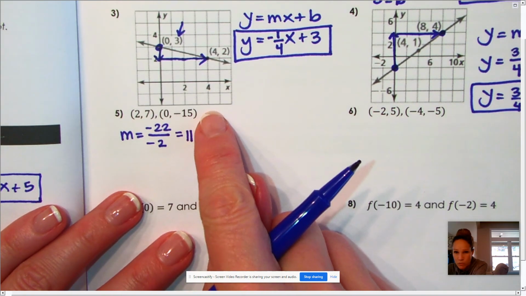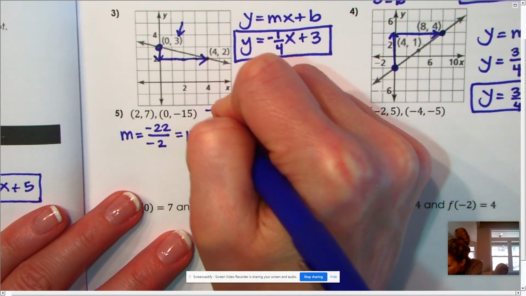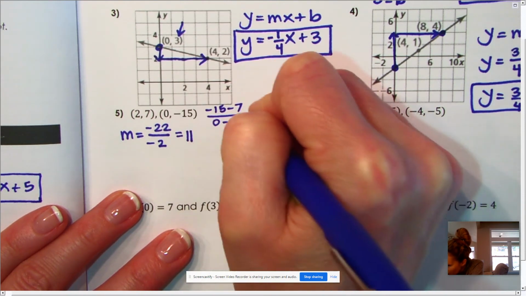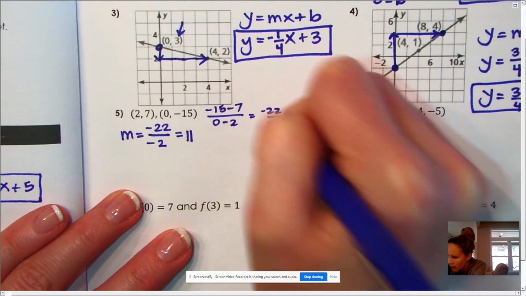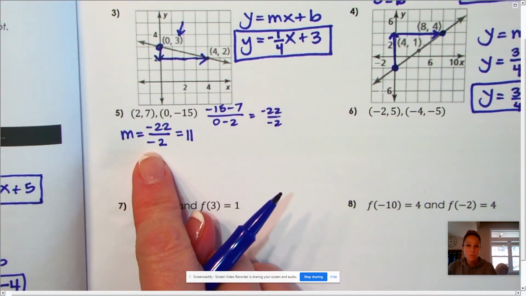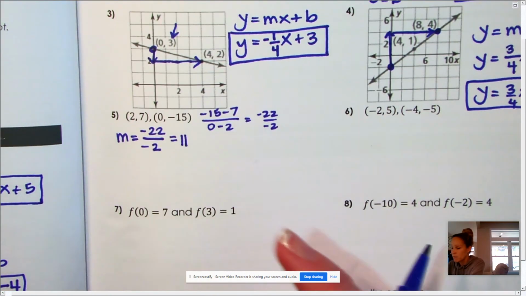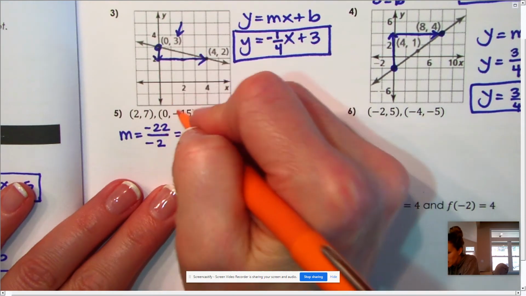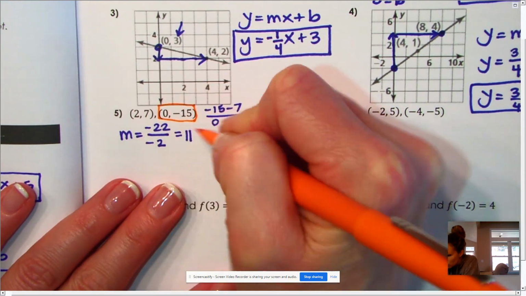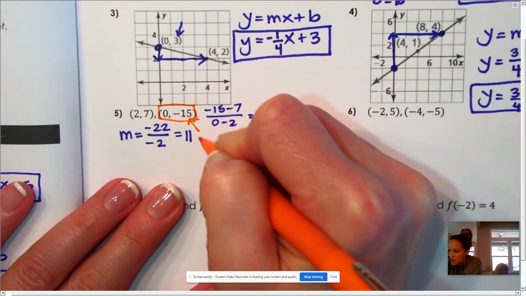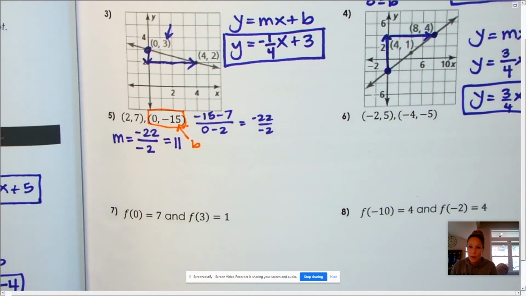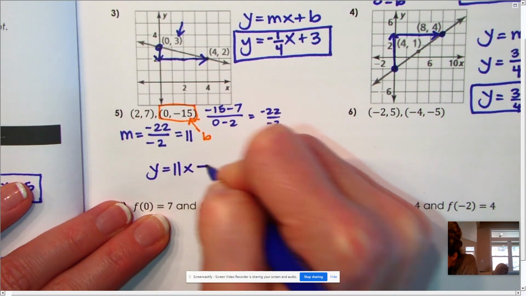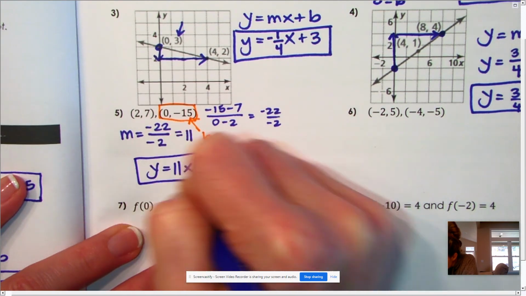Again, if you guys want to use the formula, here's what it would look like. -15 minus 7, and then 0 minus 2. And you'll get the same thing that I got. Whatever way makes more sense to you, do it that way. Okay. And so once we have the slope, then this one we're lucky because they tell us the value when x equals 0. We know what y is. So that's going to be b, our y-intercept. So y equals 11x minus 15 is the equation.